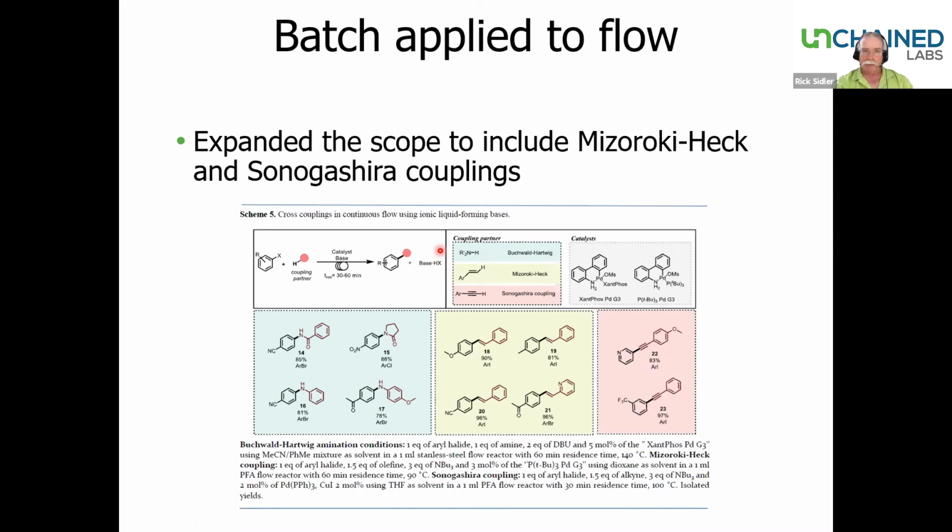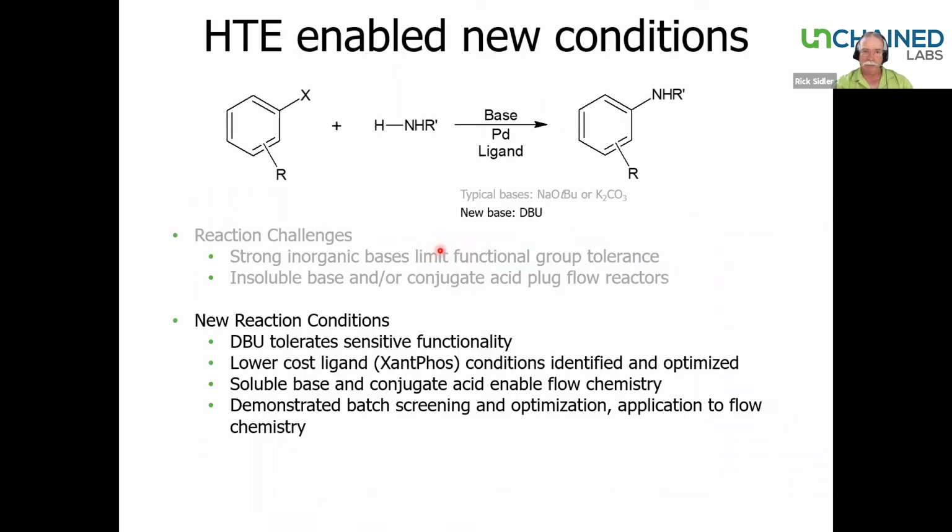So the new reaction conditions really solved a couple of questions. DBU tolerates sensitive functionality under the reaction conditions. They identified lower cost ligands that allow this base to be used and optimized some of those reaction conditions. They've shown that the soluble base and conjugate acid enable these reactions to be performed in flow chemistry. And finally, they've demonstrated this on both batch screening and optimization and how it really applies to flow chemistry applications.